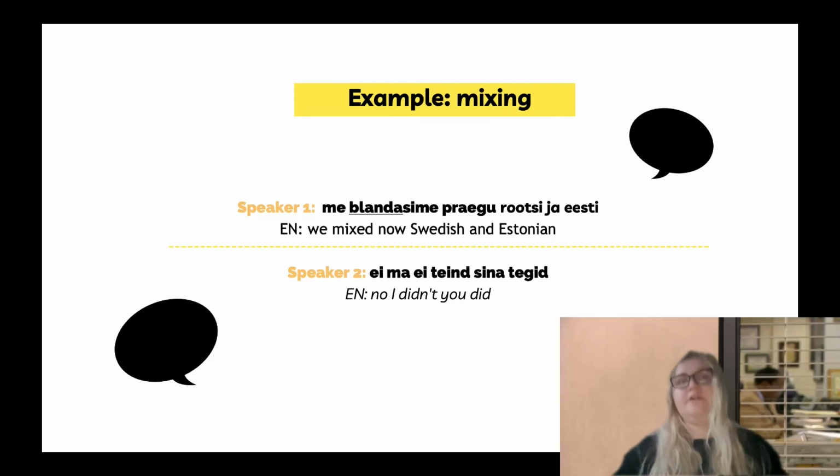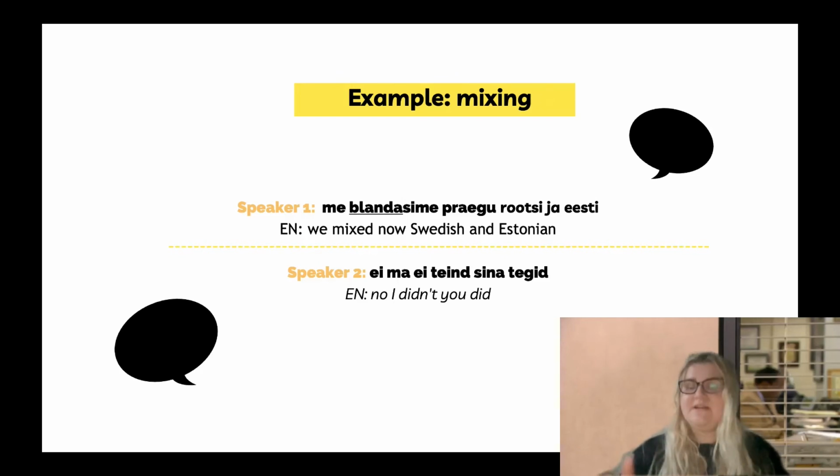And I would look at 2 examples by the end of this. Both of these examples come from my data set. So here the first speaker says, "me blandasime praegu rootsi ja eesti," and the other speaker says, "ei, ma ei teinud, sina tegid." In translation, this means we mixed now Swedish and Estonian. This is the direct translation. And the other speaker says, no, I didn't, you did.